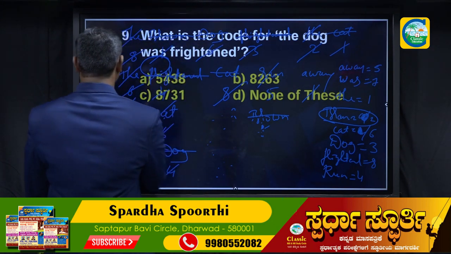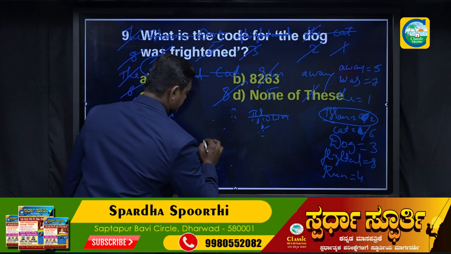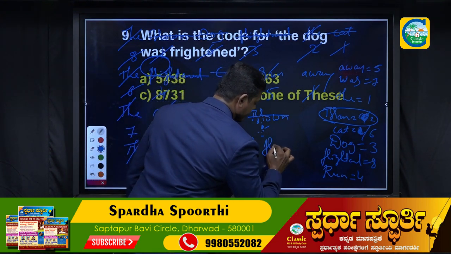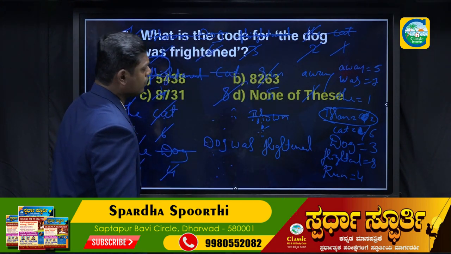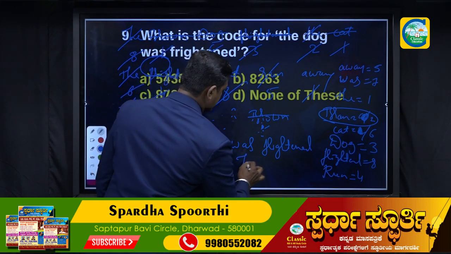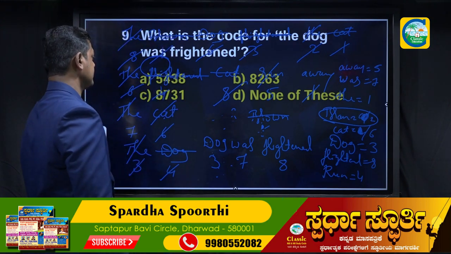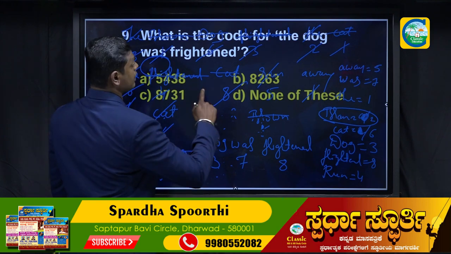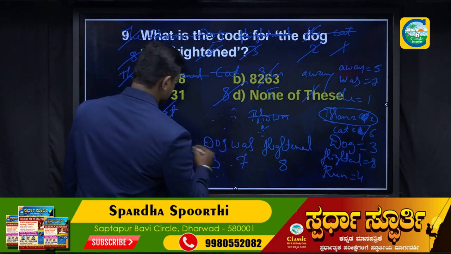Okay, the code is like this: dog was frightened. Dog code is 3, was code is 7, frightened code is 8. So 3, 7, 8. Sorry, I left one more: the dog was frightened. Yes, I left the first.